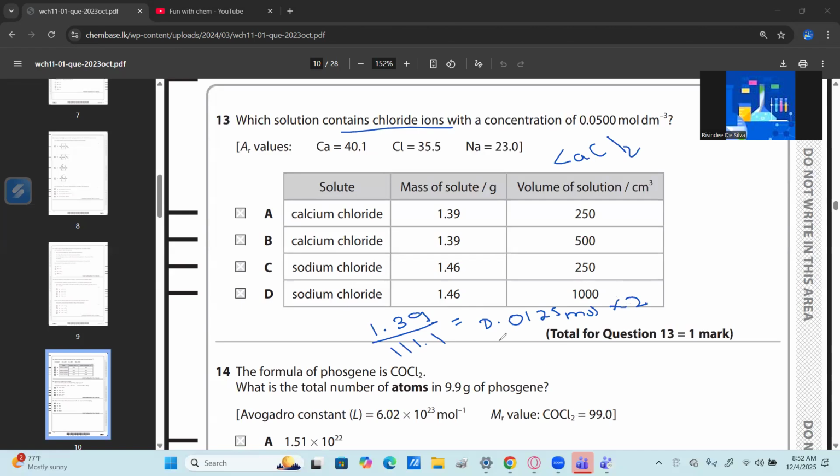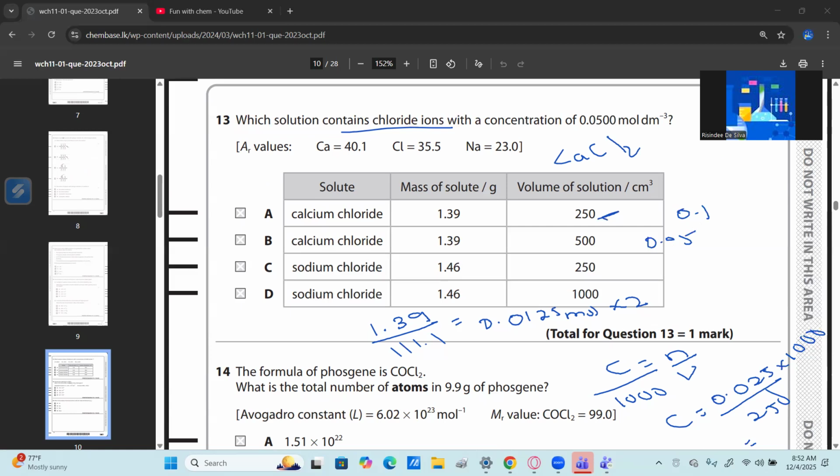Then to find the concentration, we can apply C equals n over V. Concentration is equal to 0.025 divided by 250, this is the volume, into 1000. Then the concentration will be 0.1. For this, it's 0.1. Then if you take the other one, same thing, 0.025 divided by 500 into 1000, it's 0.05.